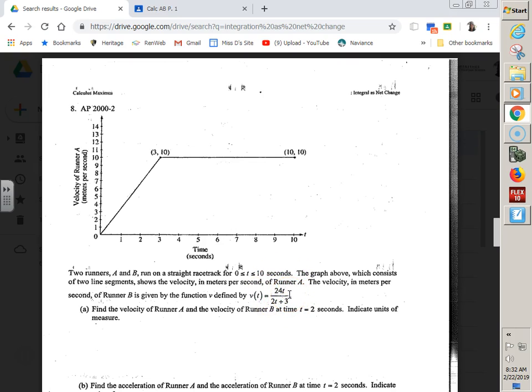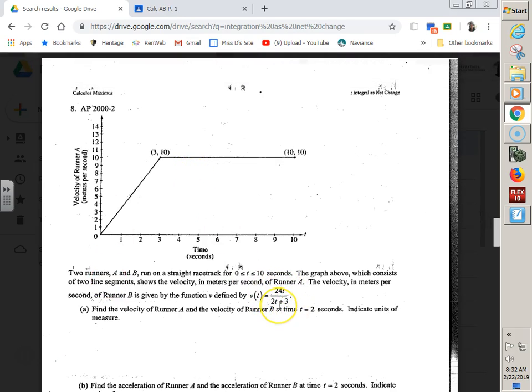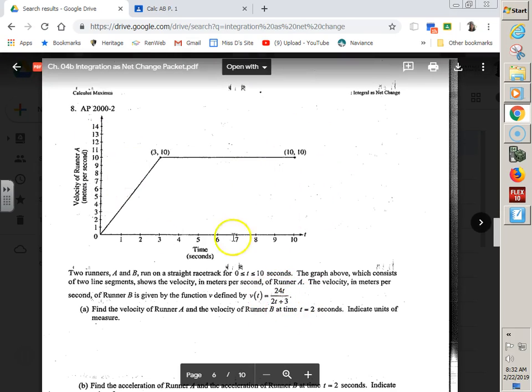Because you had 2 different runners, true? So runner A, you have the velocity graph up here. Runner B, you have the velocity equation down here. If you needed to integrate, if you're integrating velocity, what are you getting back to? Change in position, either displacement or total distance traveled if it's absolute value. If you needed to integrate an equation, you would just throw it in. But how could I integrate a graph? They didn't give me an equation for this.